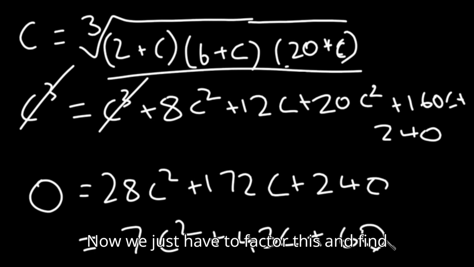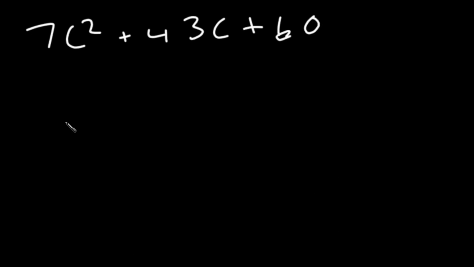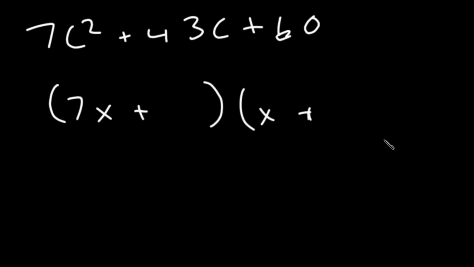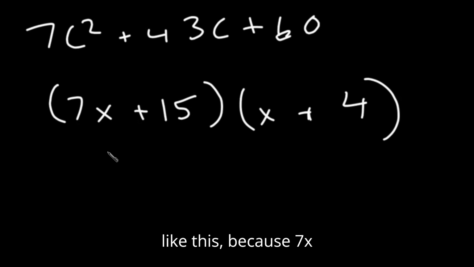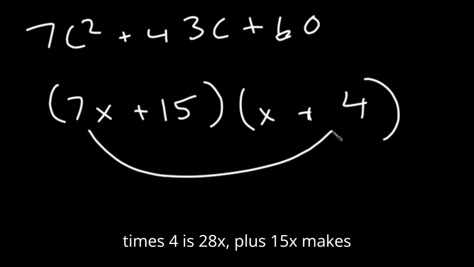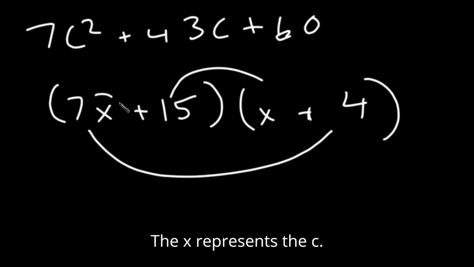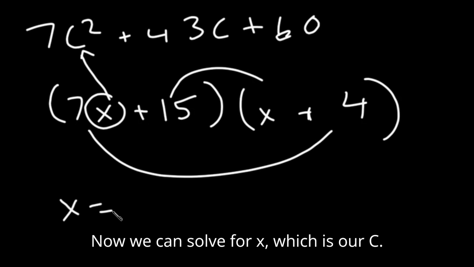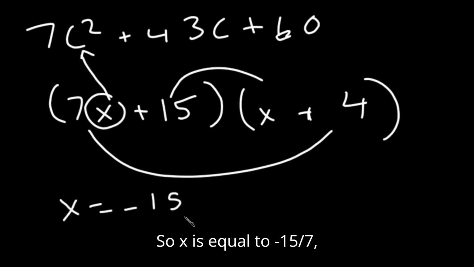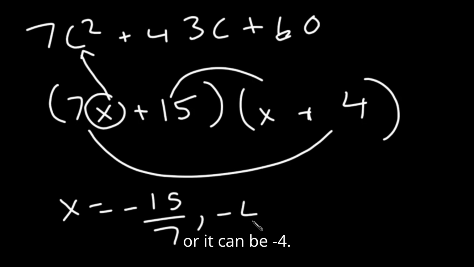Now we just have to factor this and find our solutions. We see that the answer needs to be like this, because 7x times 4 is 28x, plus 15x makes 43x. The x represents the c. Now we can solve for x, which is our c. So x is equal to negative 15 over 7, or it can be negative 4.